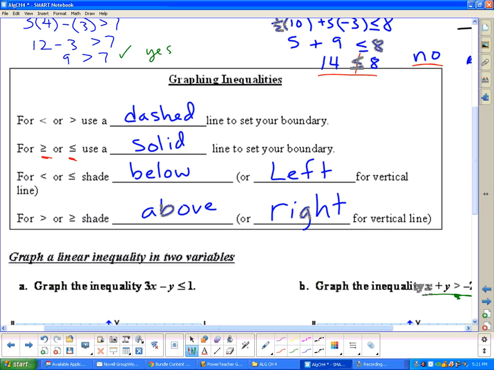And then if we have less than or equal to, that means we're going to shade the graph below. But if it's greater than or equal to, we're going to shade above. So we have this to reference, but let's see this in action. Over here, we have: graph the inequality.